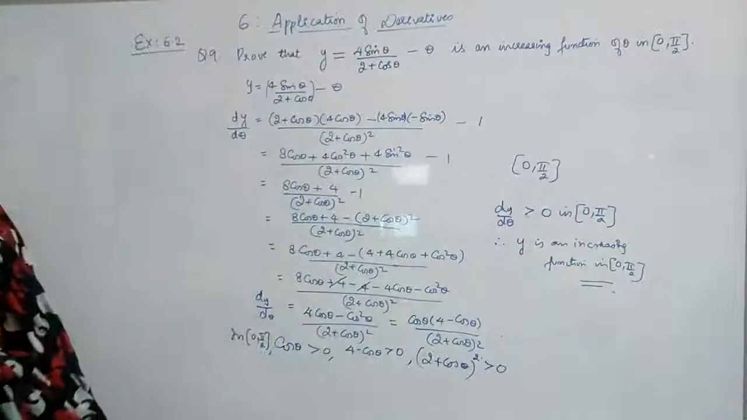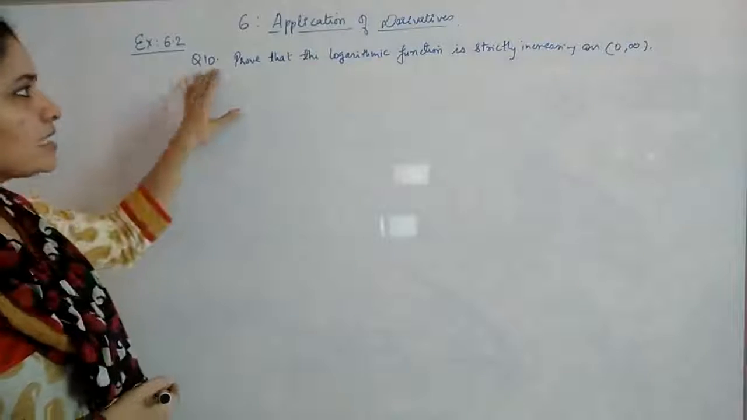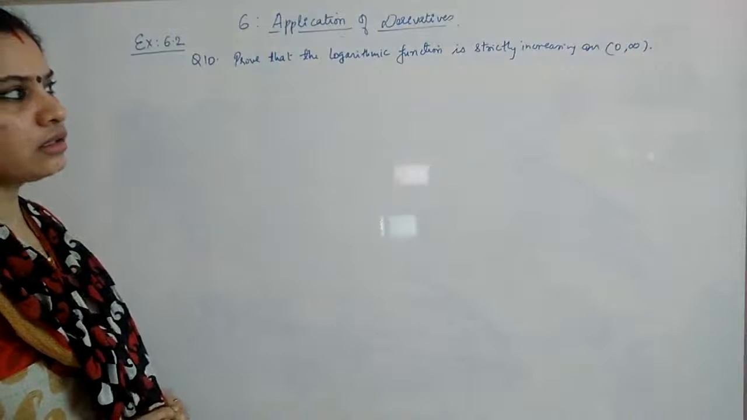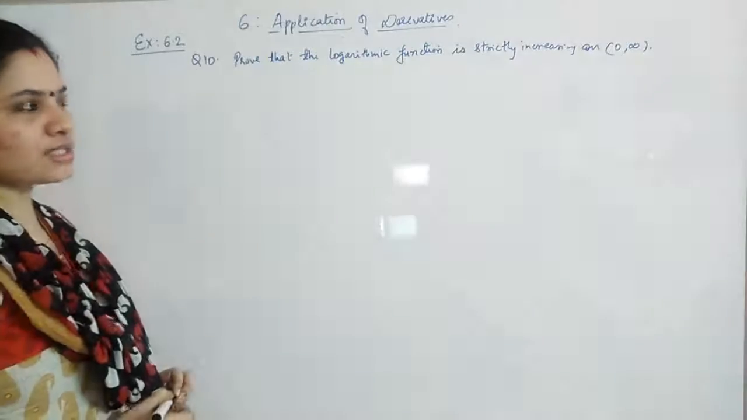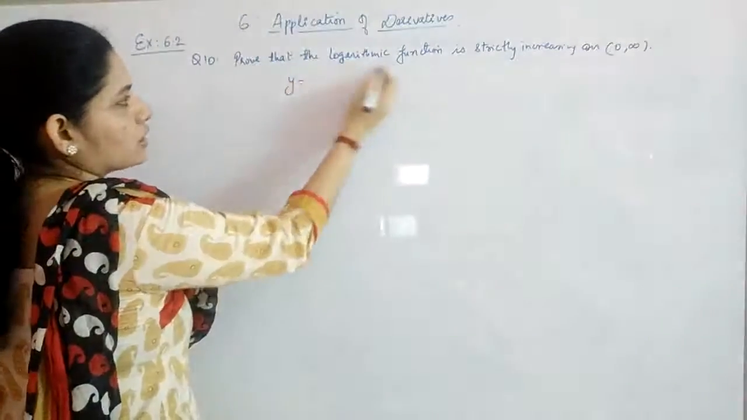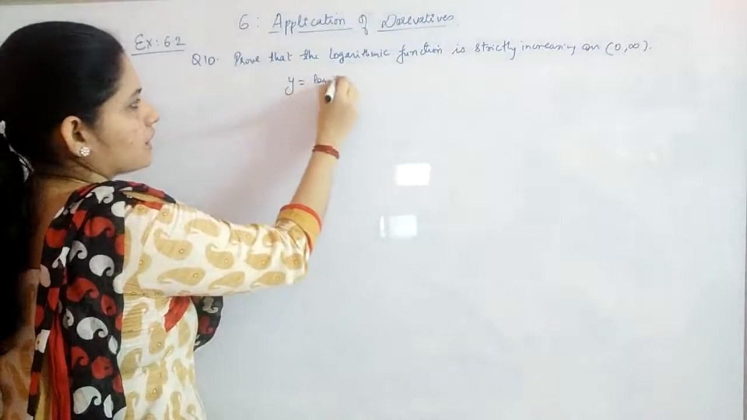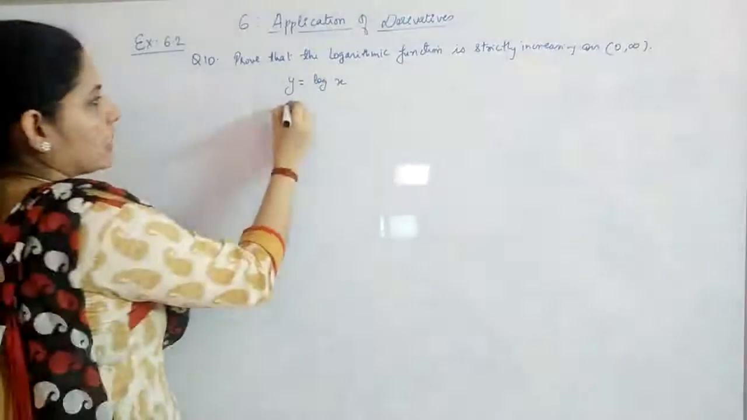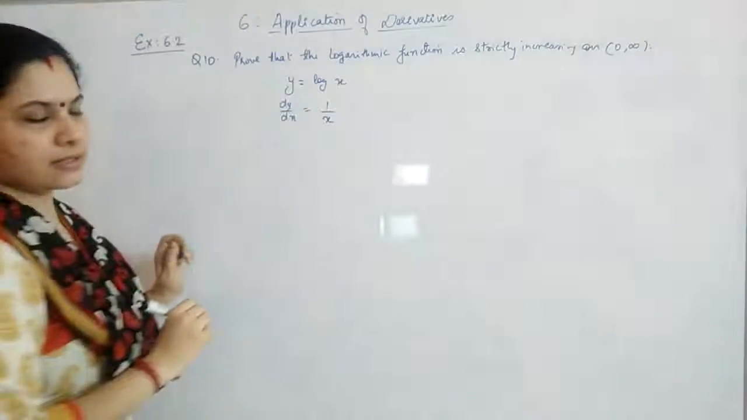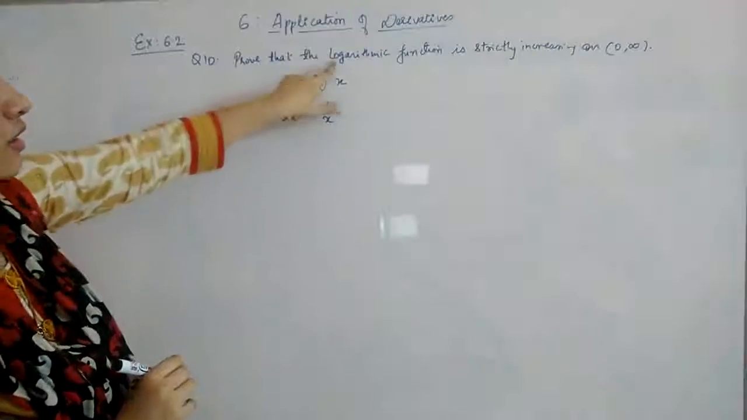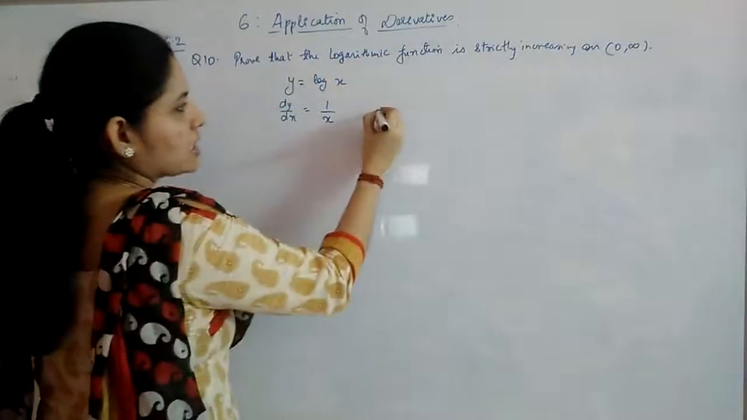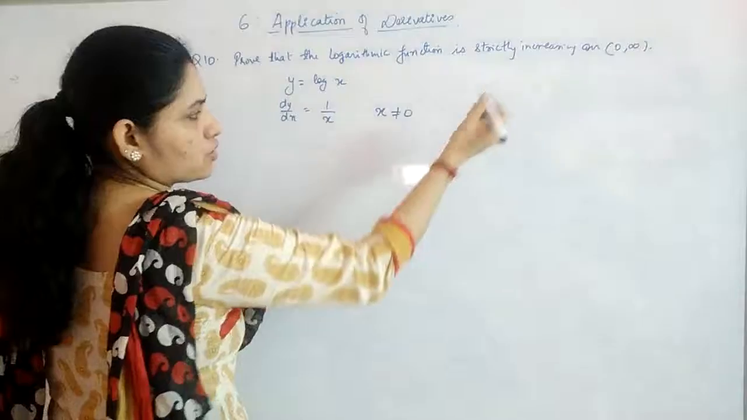Question number 10: prove that the logarithmic function is strictly increasing on the open interval 0 to infinity. So first we will take the logarithmic function as y is equal to log x. Now what will be y dash or dy by dx? 1 by x. Now since the function has to be checked in 0 to infinity, that means your x is not equal to 0, it is in the open interval.